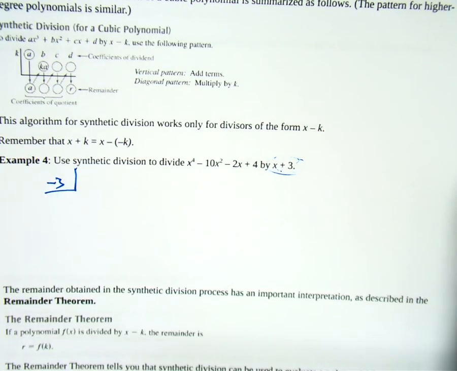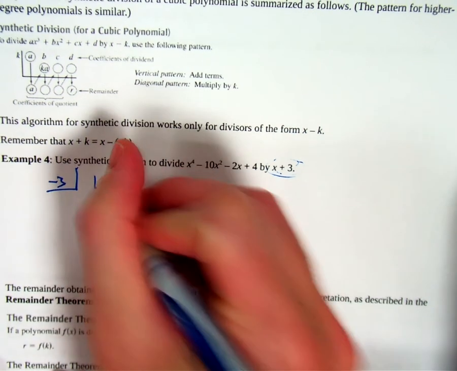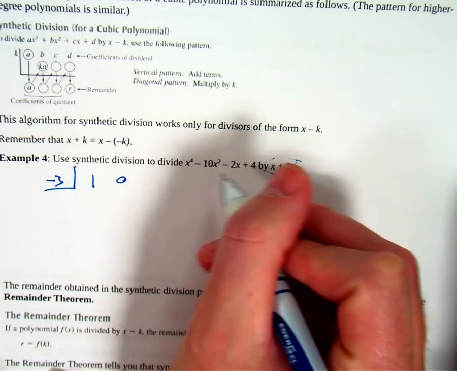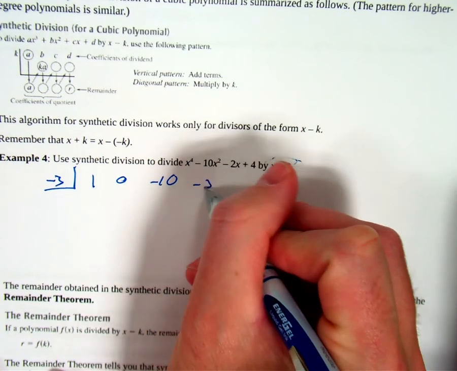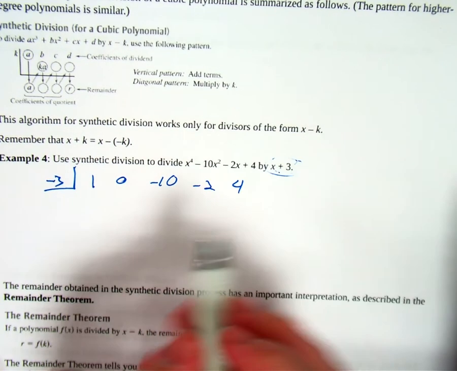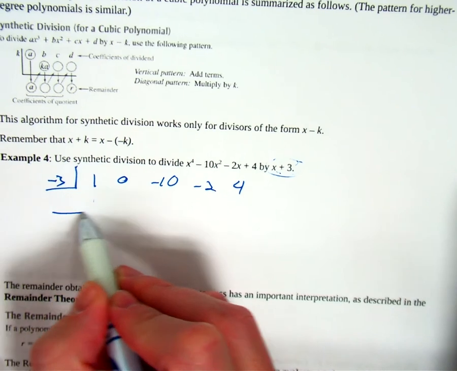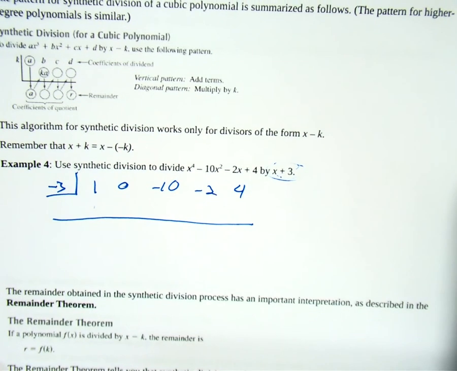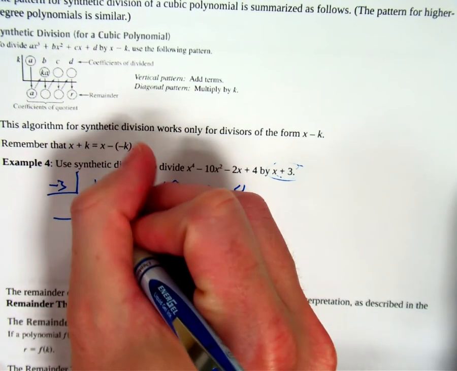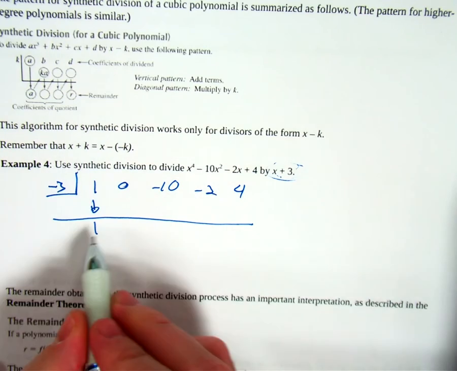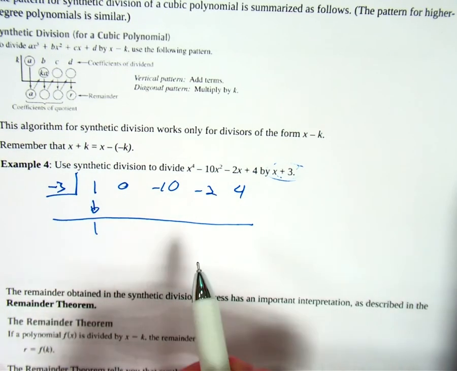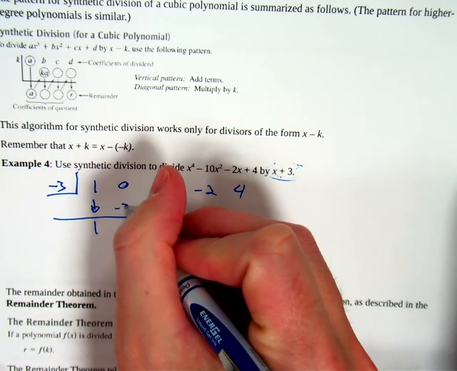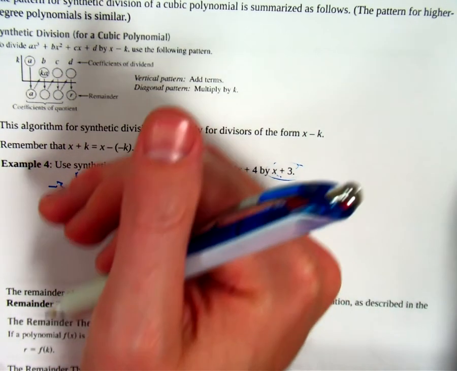Okay, and then you take coefficients, and don't forget 0 placeholders. So I have 1 x to the 4th, 0 x to the 3rd, -10x squared, minus 2x, and a positive 4. Skip a line on your paper, draw a line. First number always goes straight down, 1. Underneath the line, times the number in the box, put it in the next spot. 1 times -3, -3. And we always add down.